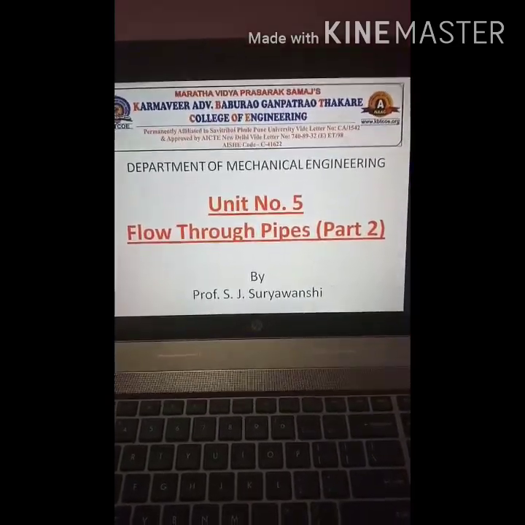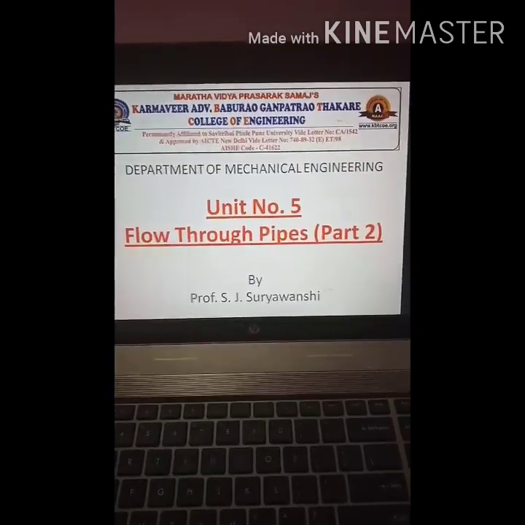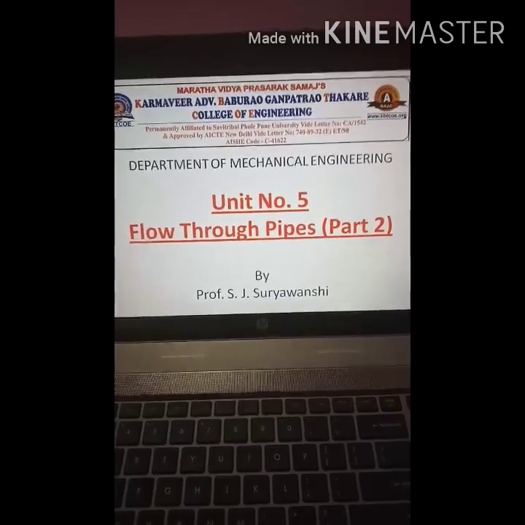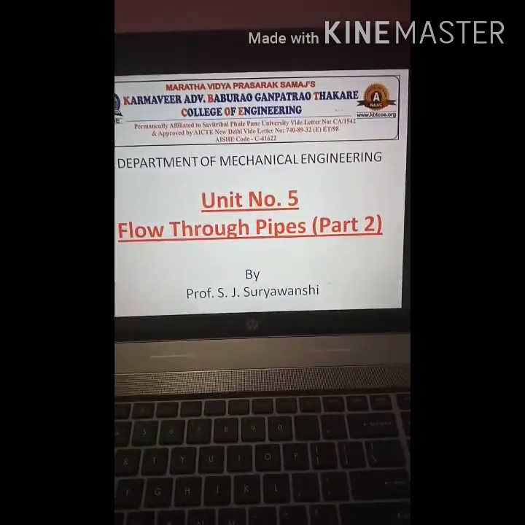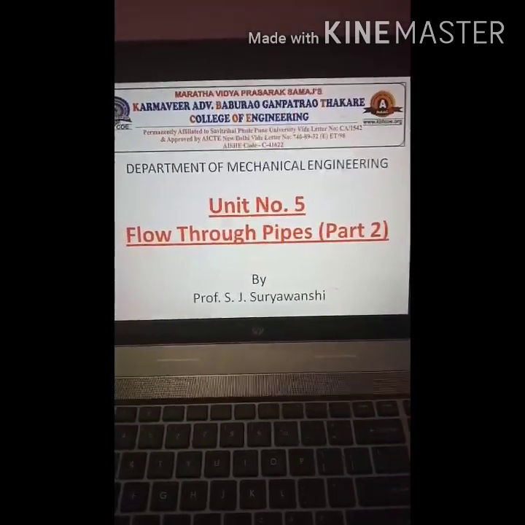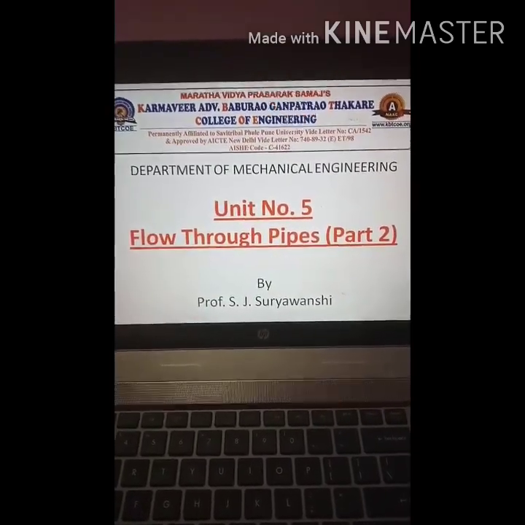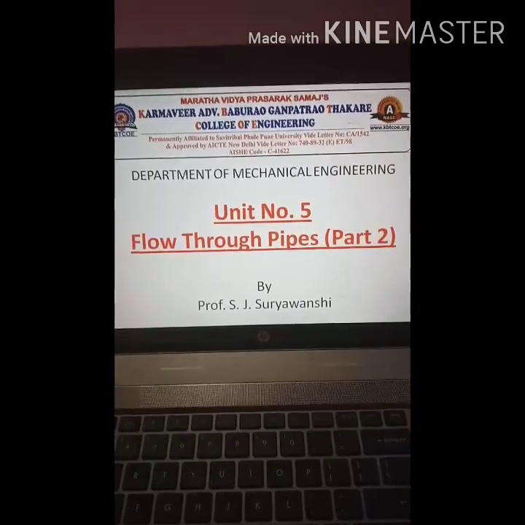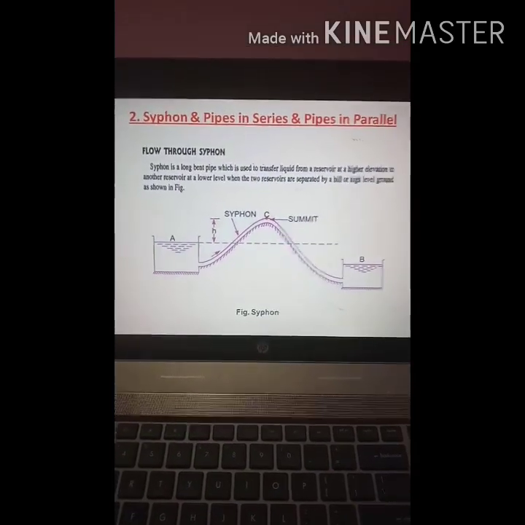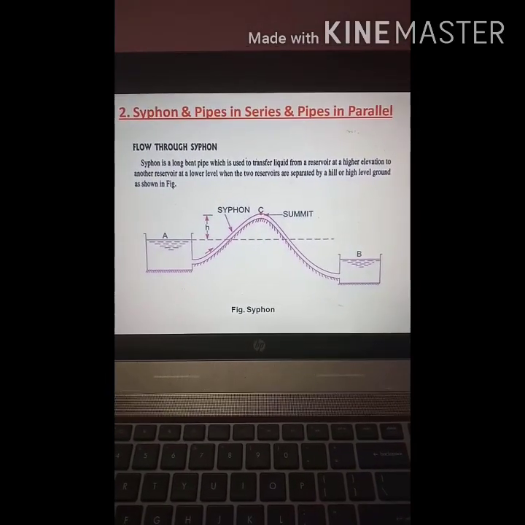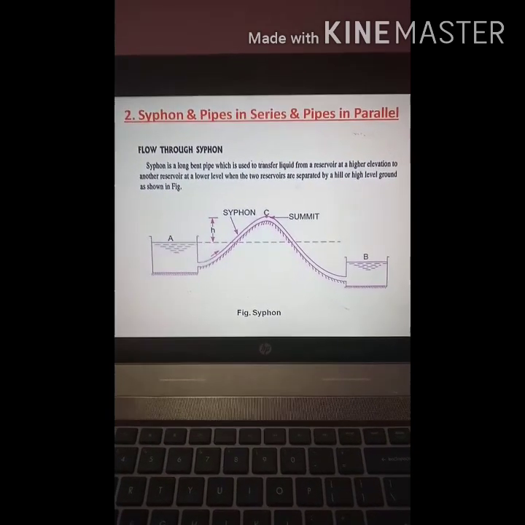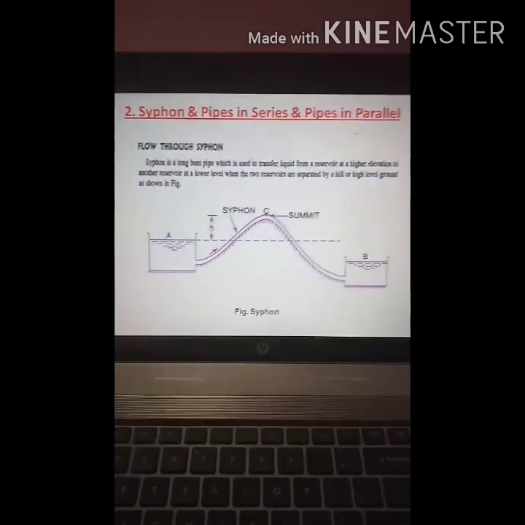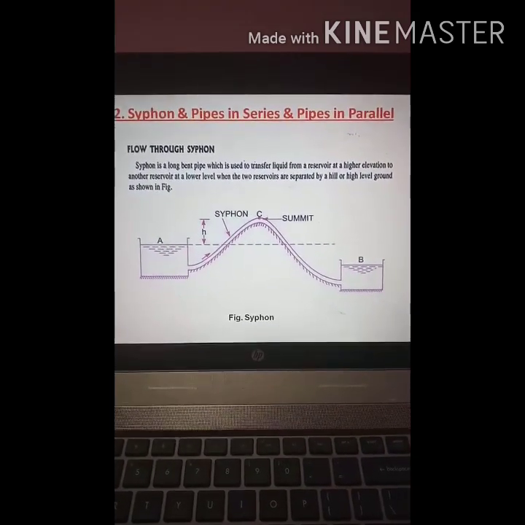We have covered part 1 of unit number 5, flow through pipes, in the last lecture, that is losses in pipes. Now let us cover the second part of unit number 5, that is siphon and pipes in series and pipes in parallel. Now let us understand the objective of using a siphon first.